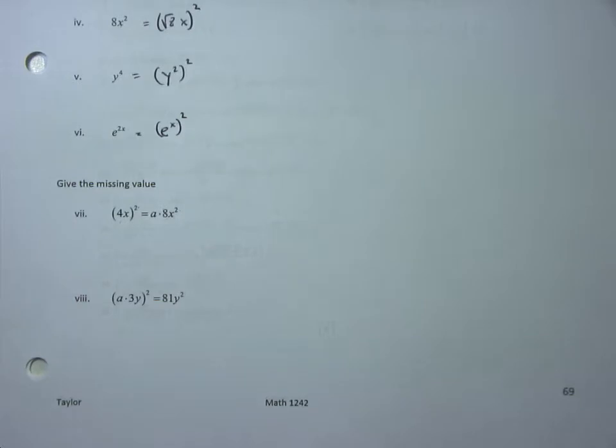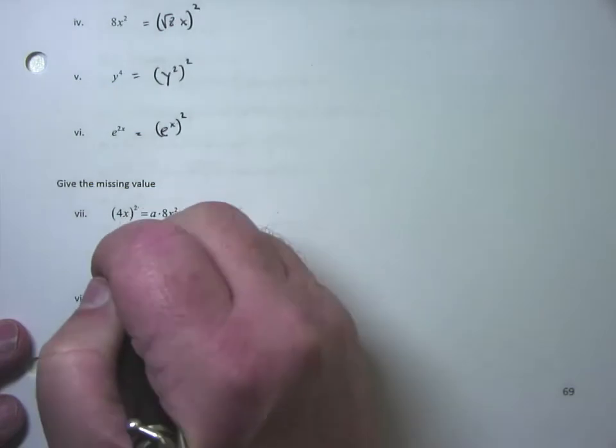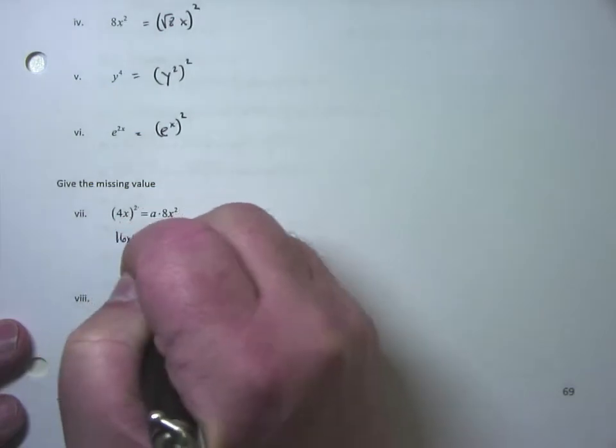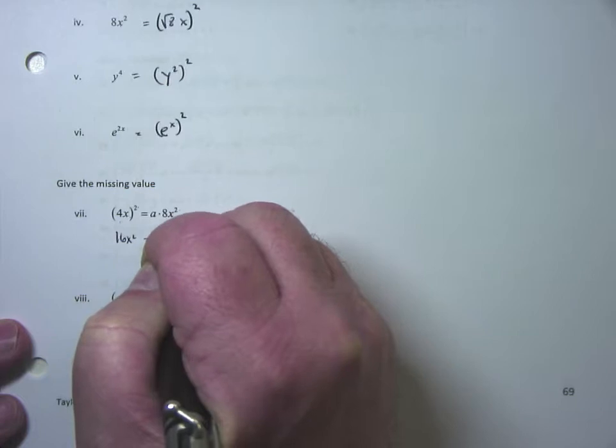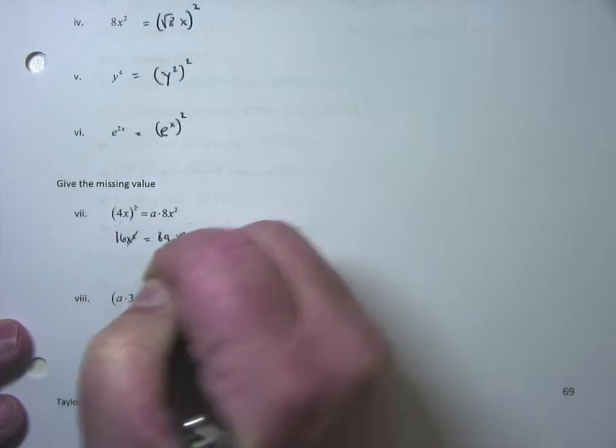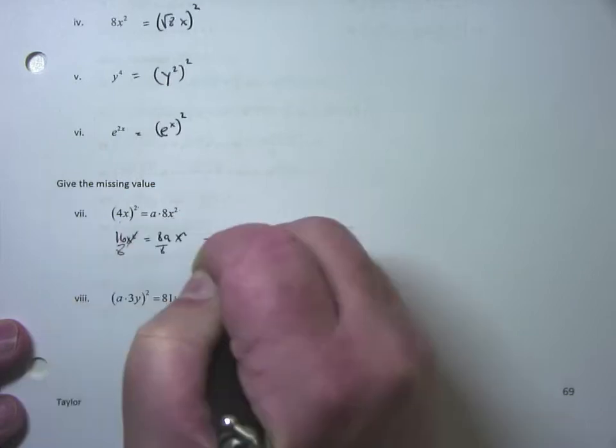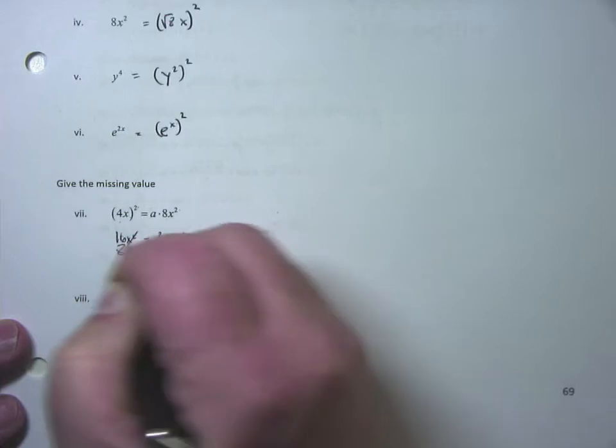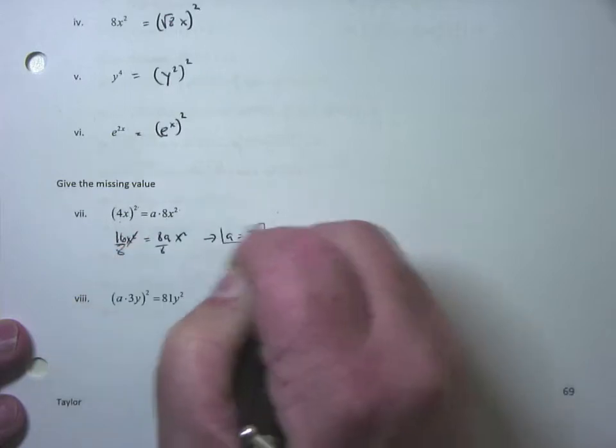2, yes, 2. Well, the first one, someone said 4, but it wasn't answered. Today's 2. All right, so basically, you can make this an equation if you get in trouble. So how do I do that? Well, 4x squared is the same thing as 16x squared equals A times 8 times x squared. The x squareds cancel, divide by 8. A has got to be 16 divided by 8, which is 2.